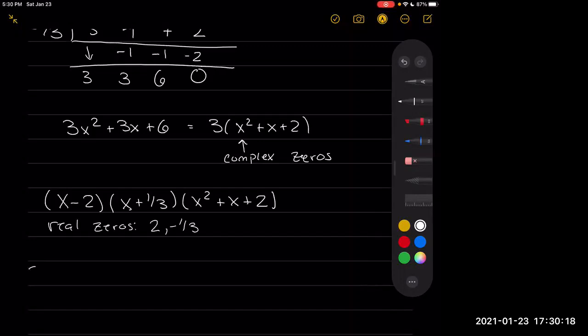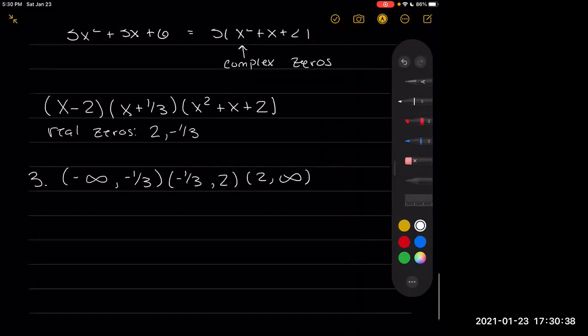All right, so now going back to our original problem of solving the inequality, we'll move on to step 3, which is creating our intervals. So that will be -∞ to -1/3, -1/3 to 2, and 2 to positive infinity. All right. And now we are going to create our diagram, with our number line here with -1/3 and 2.